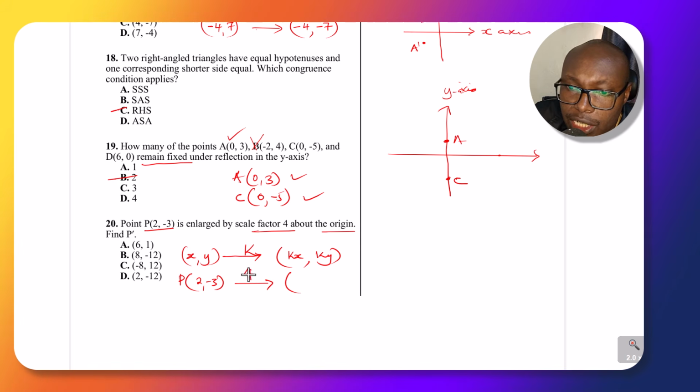So in this case, the point P is 2, -3, and the scale factor is 4. You simply take 4 multiplied by 2, you get 8. 4 multiplied by -3, you get -12. So that will be 8, -12. That is P prime. And that is section A.